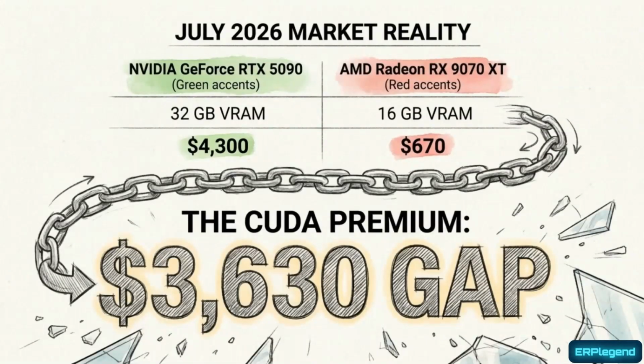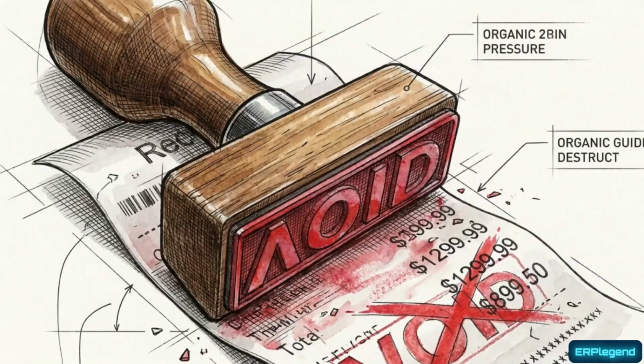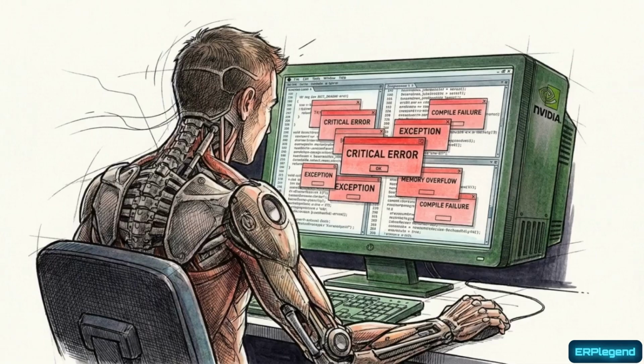A 32GB GeForce RTX 5090 sells for $4,300. In the same shop, you can buy a 16GB Radeon RX 9070 XT for $670. That $3,630 gap is the premium you pay for the CUDA software stack. The advice to blindly pay that premium is officially outdated.